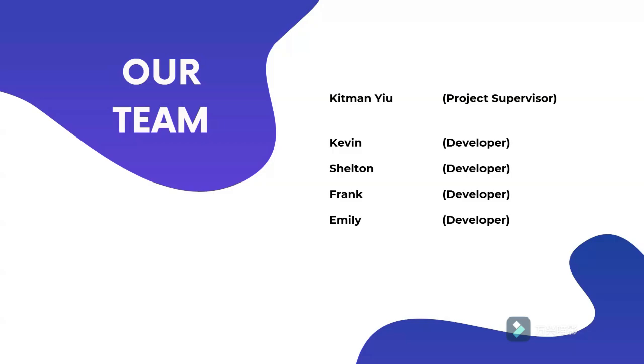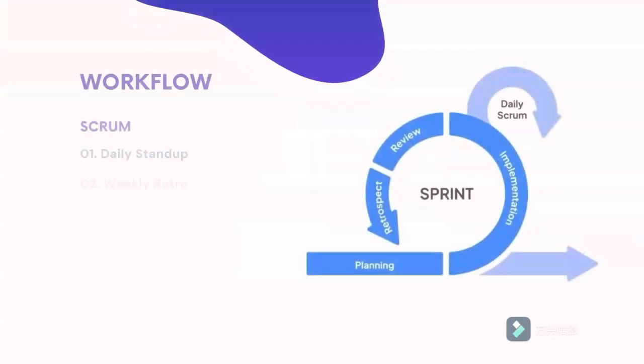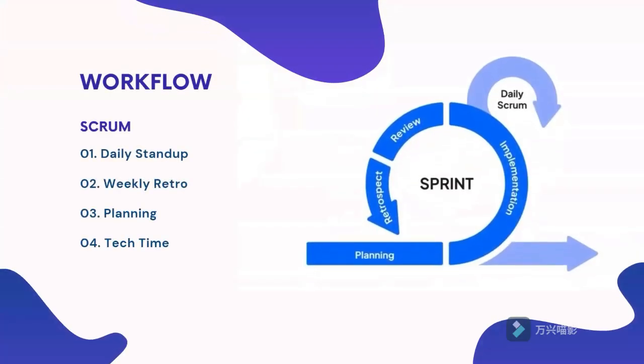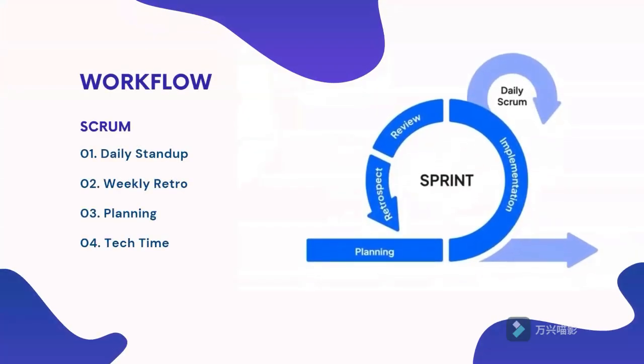All right, let's take a look at our workflow system. I'll pass it to Kevin. Okay, so for workflow, we use the Agile Scrum framework and set the frequency of the sprint to once a week. So for every weekday, we will have a daily stand-up to track the progress of each team member.